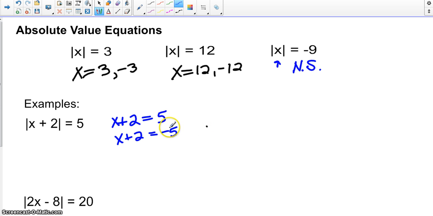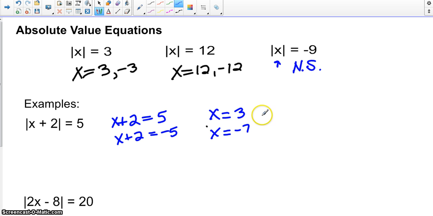So we're going to get 2 answers here, and the 2 answers are going to come as I rewrite this equation here. Well, this is pretty easy to solve here. If I subtract 2 from both sides, I'm going to get x is equal to positive 3 for this one. If I subtract 2 from both sides on the second equation, I get x is equal to negative 7.